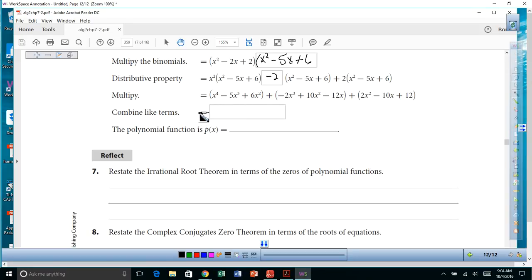Now let's combine like terms. So we got x to the 4th. Do we have any other x to the 4th? No. So that gives you x to the 4th. You got minus 5x cubed. You got minus 2x cubed. And are there any other x cubed? No. So that's minus 7x cubed.